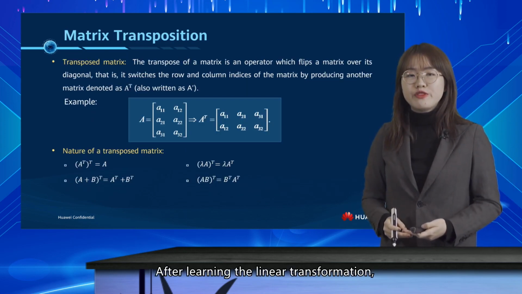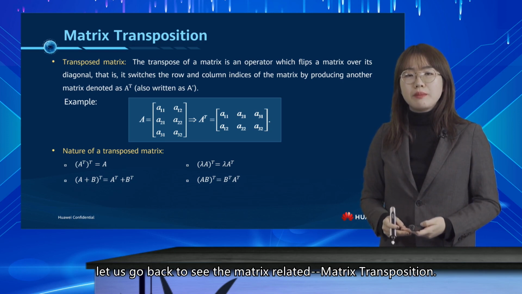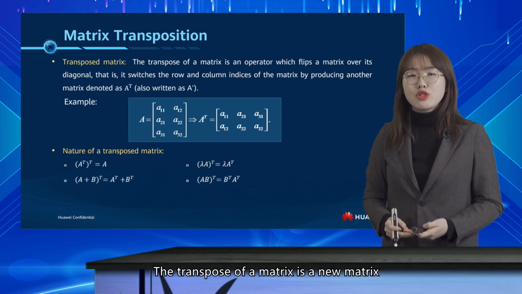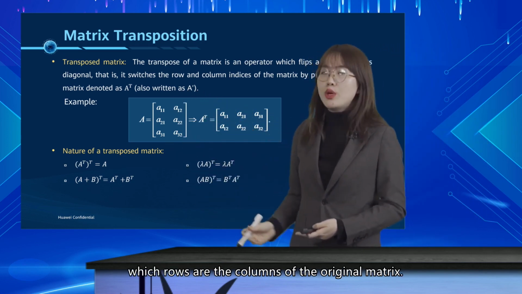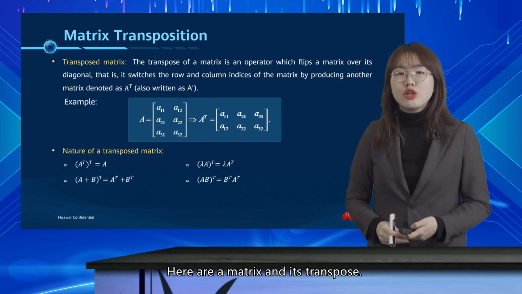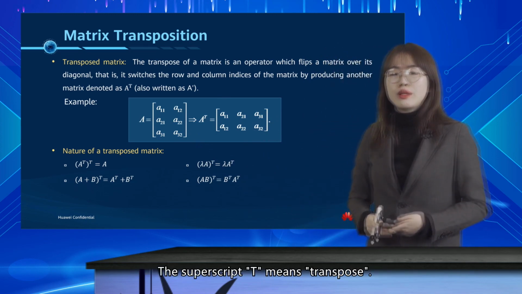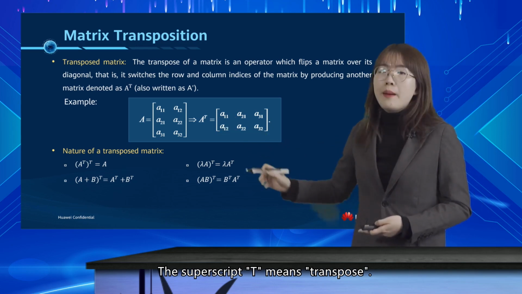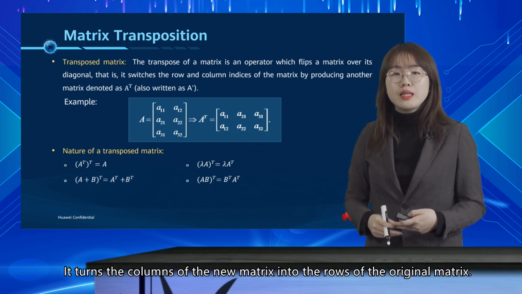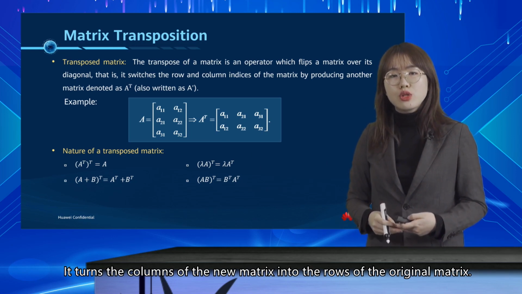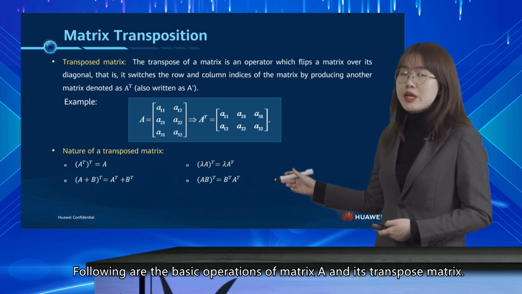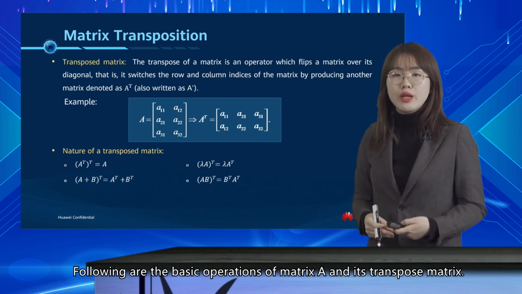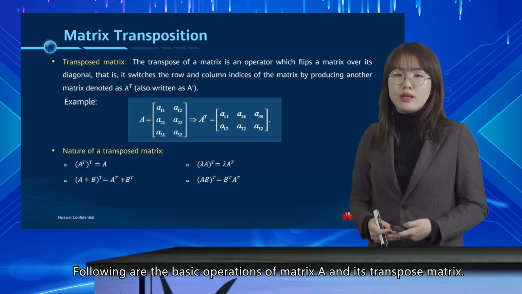After learning the linear transformation, let's go back to see the matrix-related matrix transposition. The transpose of a matrix is a new matrix whose rows are the columns of the original matrix. Here are a matrix and its transpose. The superscript T means the transpose. It turns the columns of the new matrix into the rows of the original matrix. Following are the basic operations of the matrix and its transpose matrix.